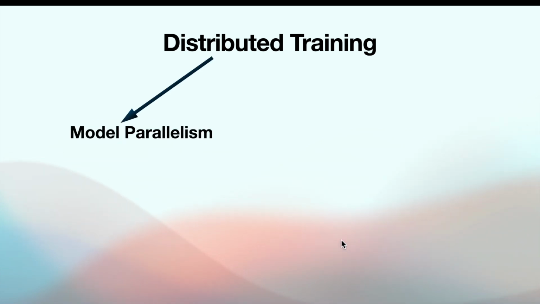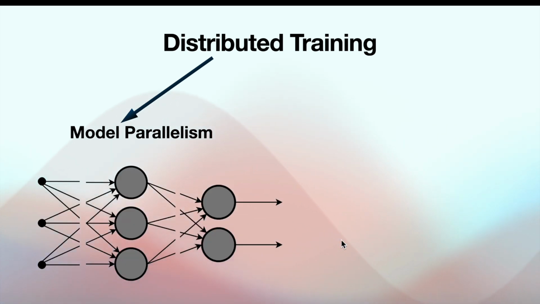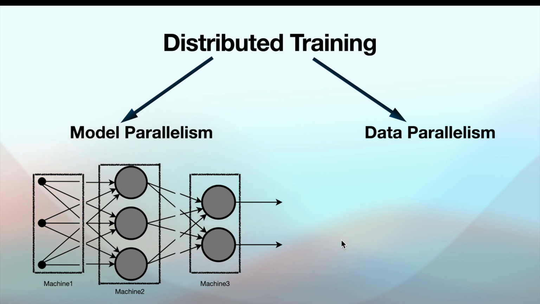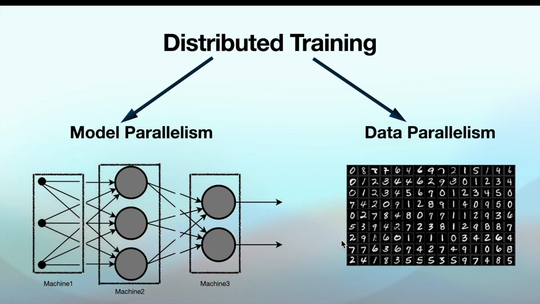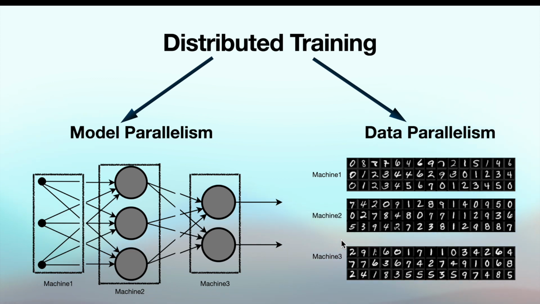One is model parallelism. If you are training a model with millions of parameters, model parallelism might be your only choice. With model parallelism, we break our model into multiple chunks and then train each chunk on a different machine. The other option is data parallelism, where you split your data into multiple parts and then train a model with different parts of data on different machines.